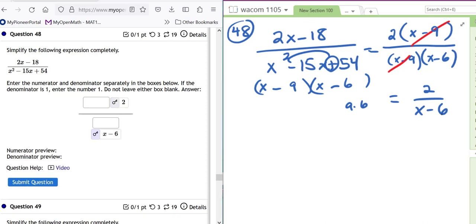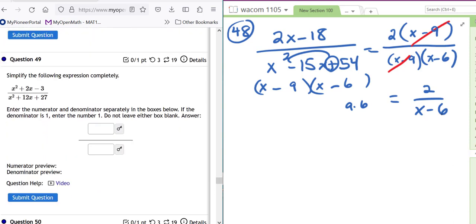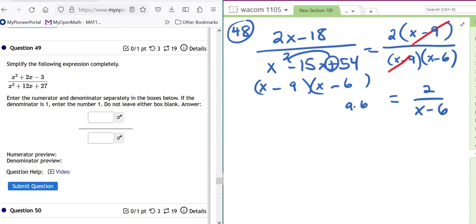So there's a 2 over x minus 6. So factor everything and cross off what you can. I'll skip this one. It's going to be the same. You've got 2 trinomials to factor, match up and cross off.